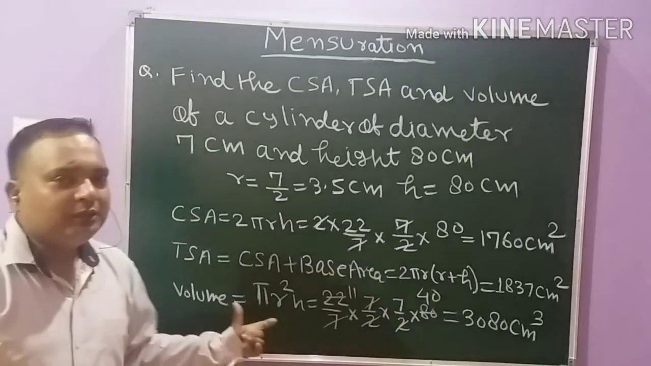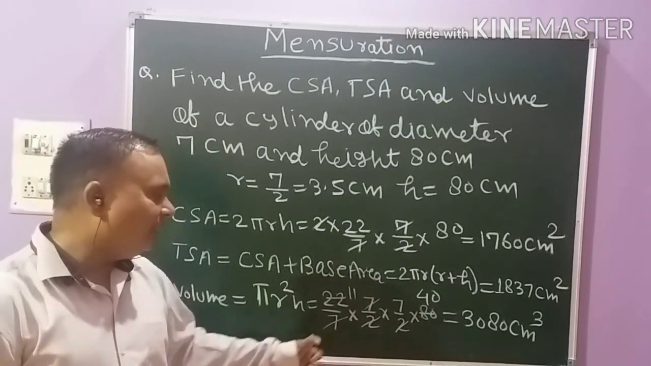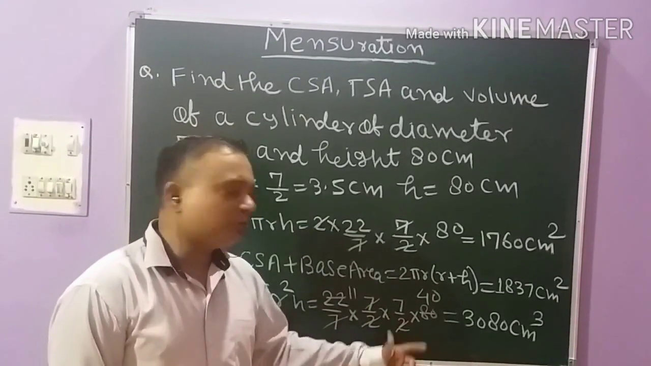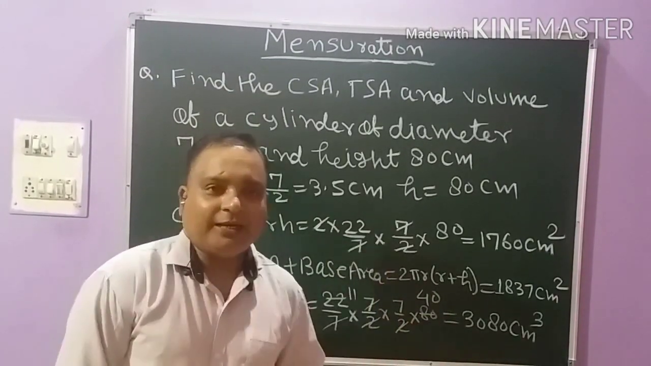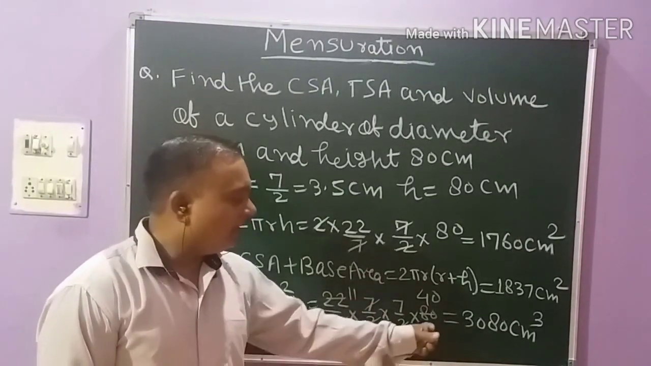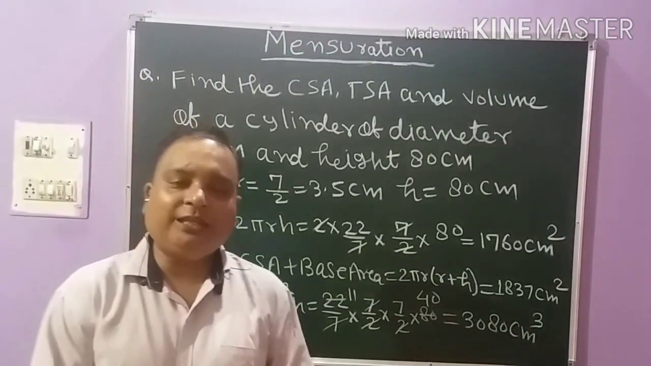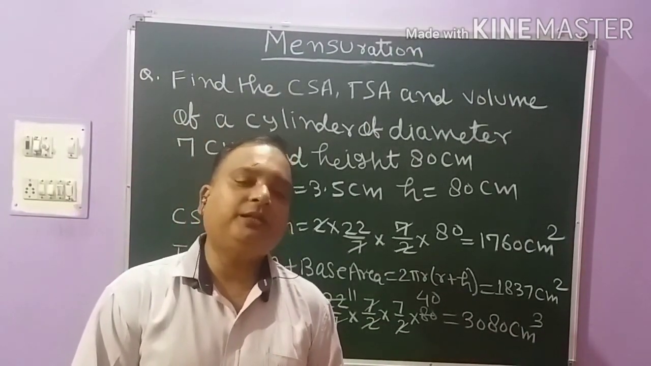And last we have to find the volume. The volume of cylinder is pi R square H, pi 22 by 7, R is 7 by 2. So the square of 7 by 2, we can write either 49 by 4 or write 7 by 2 two times, and the height is 80. So when we solve, the answer will be 3080 centimeter cube.